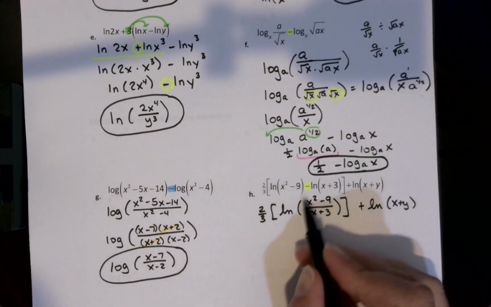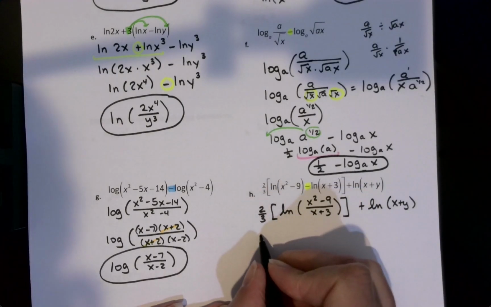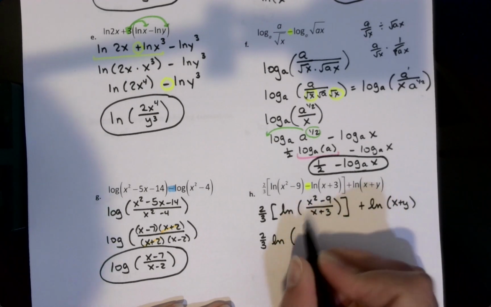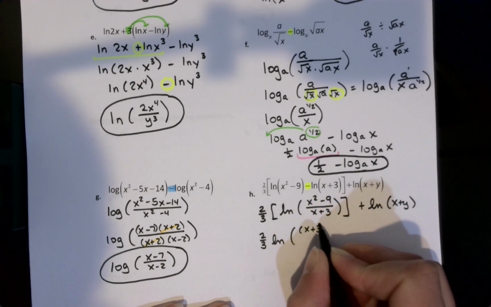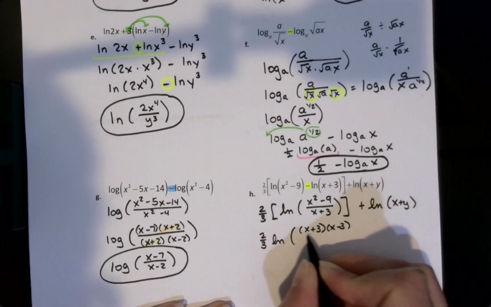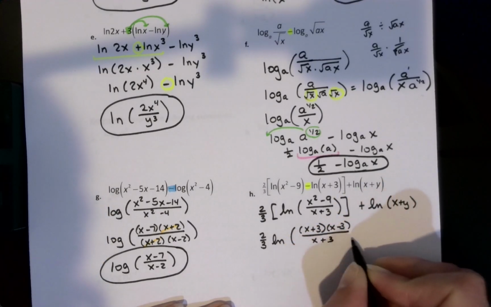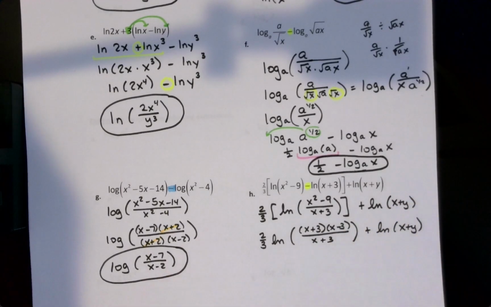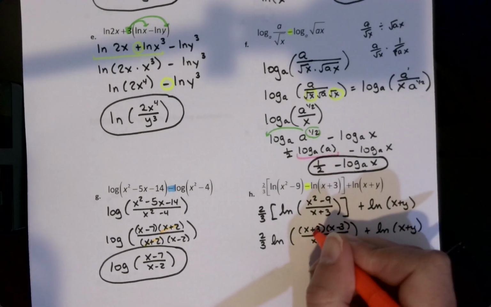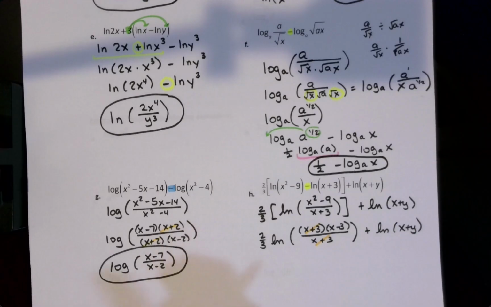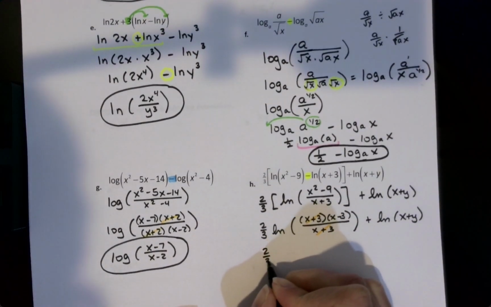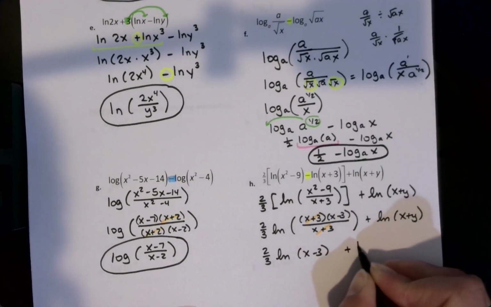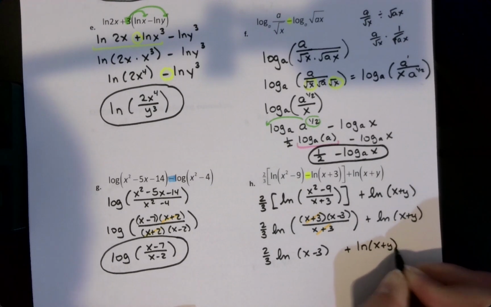Very similarly, I think this is going to reduce if I'm able to get this factored. So 2/3 times the x squared minus 9 is a difference of squares. So it's going to be x plus 3 times x minus 3 over the x plus 3, plus the natural log of the x plus y. Similarly, we get some reducing happening inside of that first natural log. So I have 2/3 times the natural log of x minus 3 plus the natural log of x plus y.